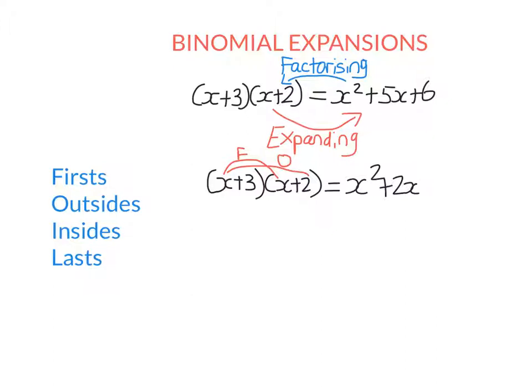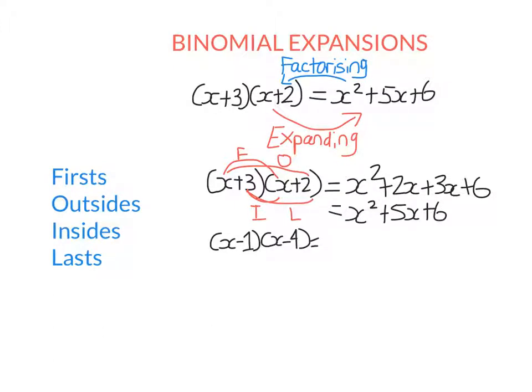Then I, insides, 3 times x, and then finally L, lasts, means the things that occur last in each bracket. So 3 times 2 is positive 6. Of course, these two terms here are like terms, so we just add them together. And that's how we got our answer of x squared plus 5x plus 6.